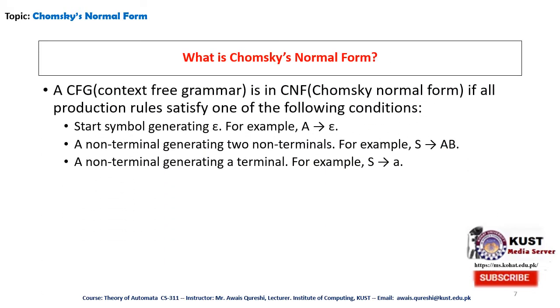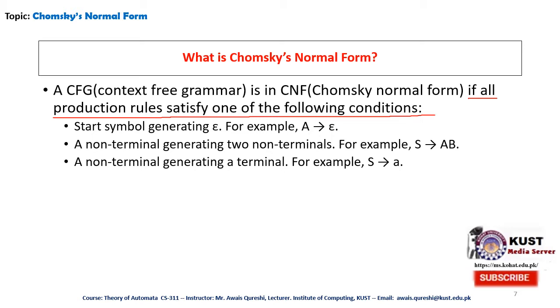What is Chomsky's normal form? As we studied before, we can convert a CFG into Chomsky's normal form, and Chomsky's normal form is also a context-free grammar. So a context-free grammar is in CNF, Chomsky's normal form, if all production rules satisfy one of the following conditions. This means that the production rules must satisfy at least one of the following conditions. It doesn't mean all, but at least one rule should be satisfied.